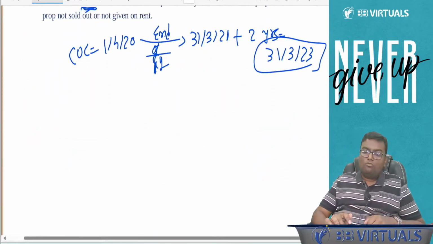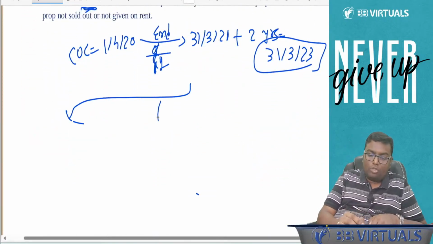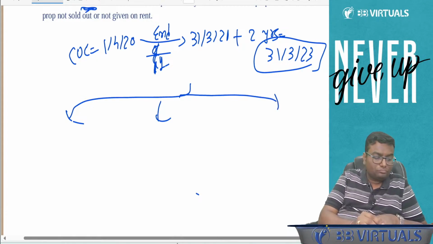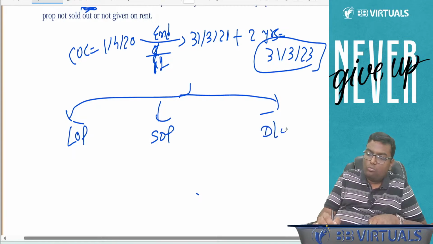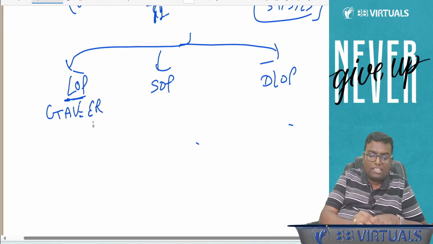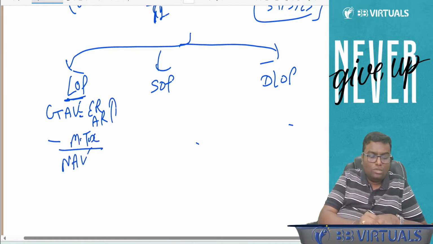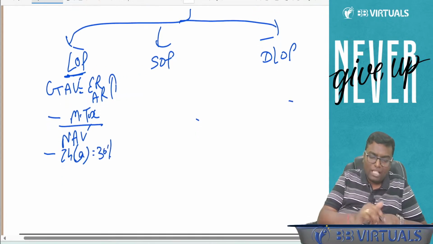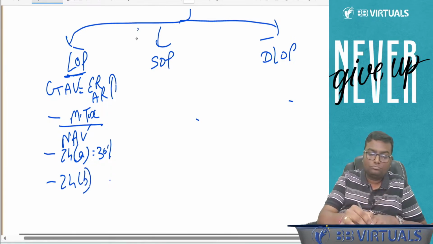So up to now, what we have understood, there are three kinds of property: LOP, SOP, deemed let out property. Now, in case of LOP, we have to calculate GAV, which will be expected rent or actual rent, whichever is higher. From that, we will deduct the municipal tax if it is paid. We will get the net annual value. From that, we will get 24 clause A, that will be 30% of NAV. And now we will get 24 clause B, that is interest on borrowed capital.